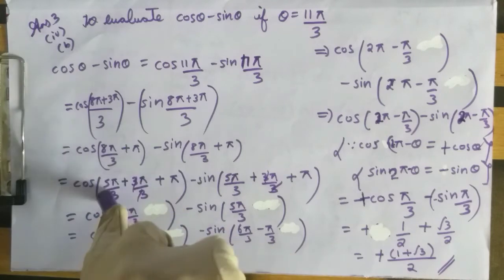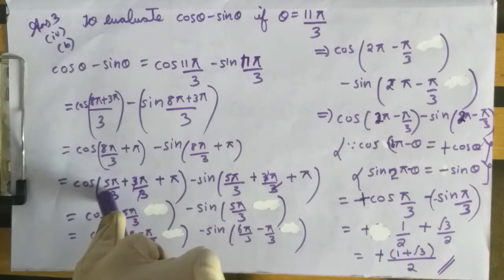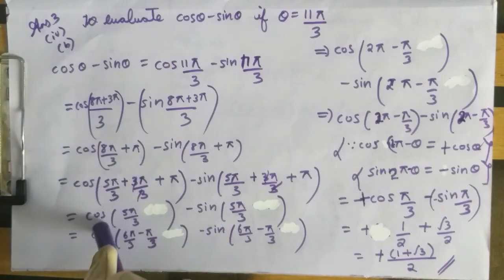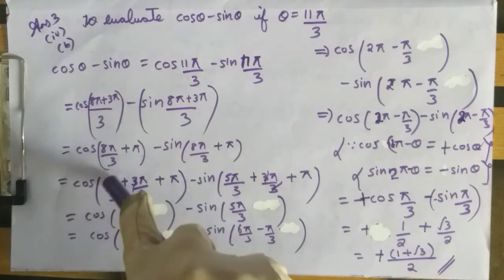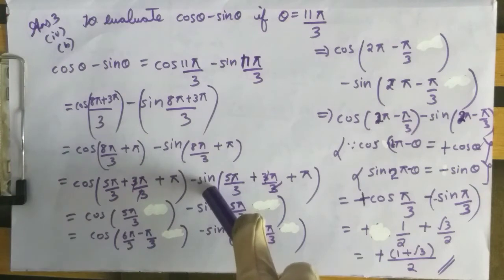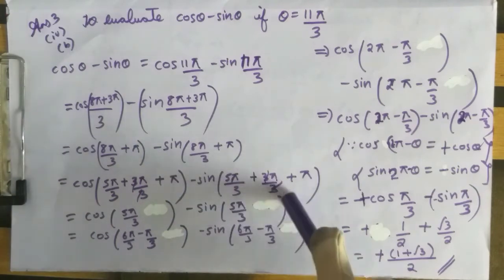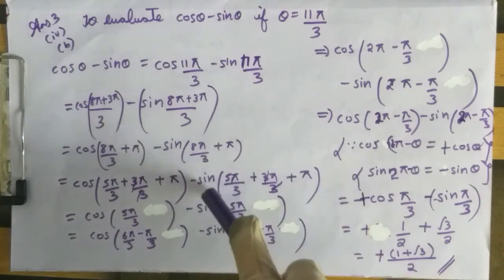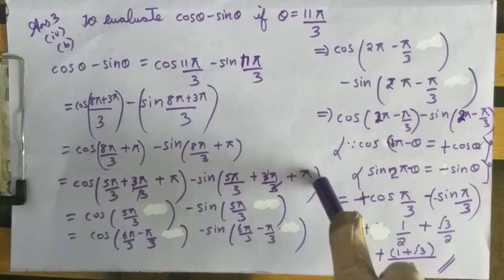What is cos 2 pi plus theta? Cos 2 pi plus theta means it's in the first quadrant, so I'll have plus cos, and theta here is 5 pi by 3. So I'm having cos 5 pi by 3. Similarly minus sine, I'm having 5 pi by 3 plus 3 will get cancelled. So pi plus pi is 2 pi. So it is in the form of sine 2 pi plus theta.